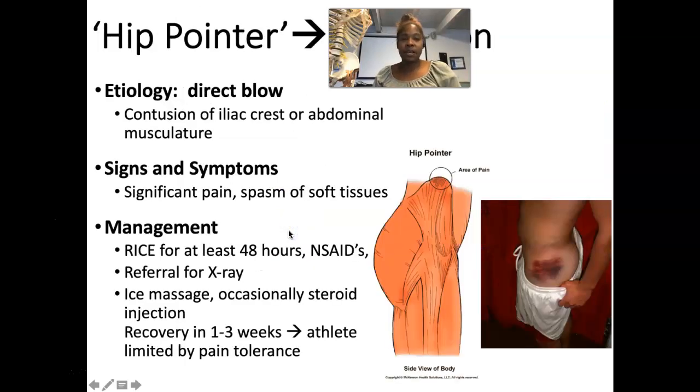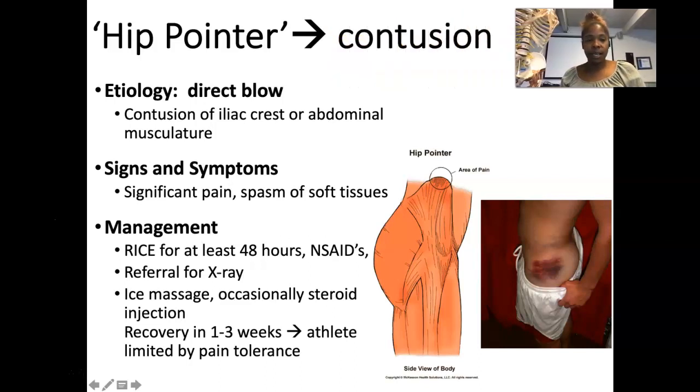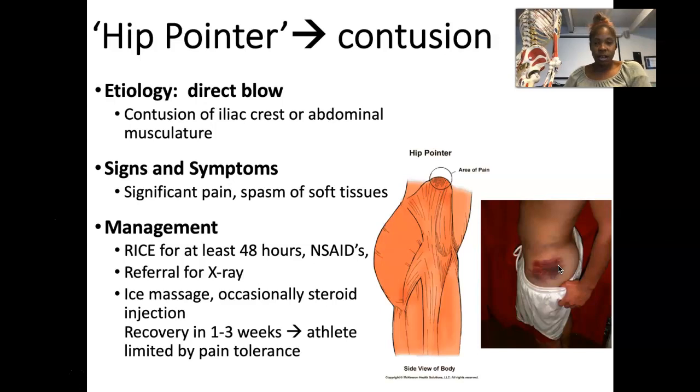Okay, so hip pointers, I think this one is pretty straightforward. In terms of hip pointers, what we're saying is that the patient took a direct blow to the ilium. So, if we're looking at this here, the patient took a direct blow right here, boom, right here. Happens in football all the time. Happens in soccer all the time, especially when they're slide tackling. And so what we're saying is that there is a contusion of the iliac crest of that particular patient. Sometimes that contusion can actually happen a little bit to that distal portion of the abdominal musculature, okay?